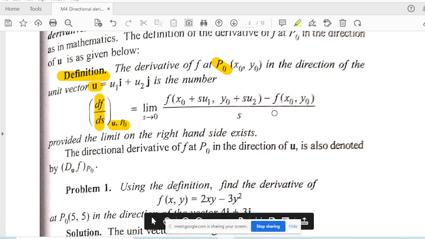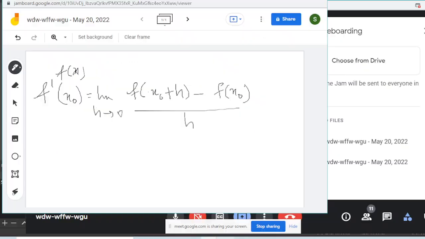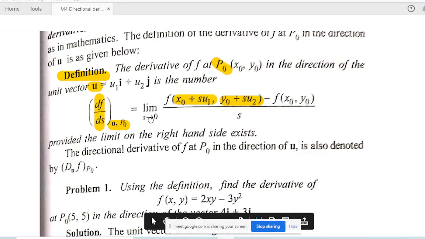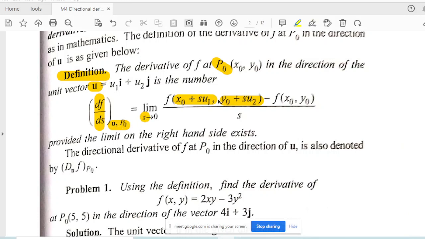So here the same format comes. The difference is that here the given function is f of x y, so here you will be having two coordinates x naught and y naught. f of x y is given, and here it is x naught plus h, right? But here we are also considering the direction, in the direction of u1 u2. So when the direction comes in, h is replaced by s, and it becomes x naught plus s u1 comma y naught plus s u2.